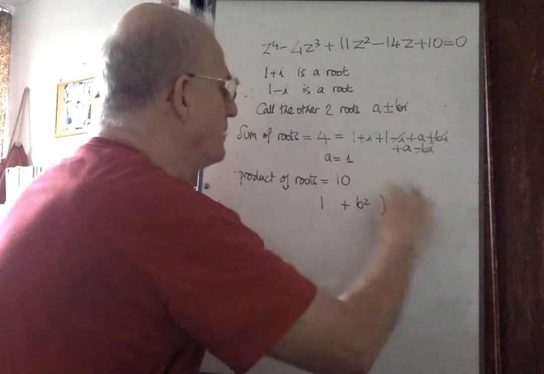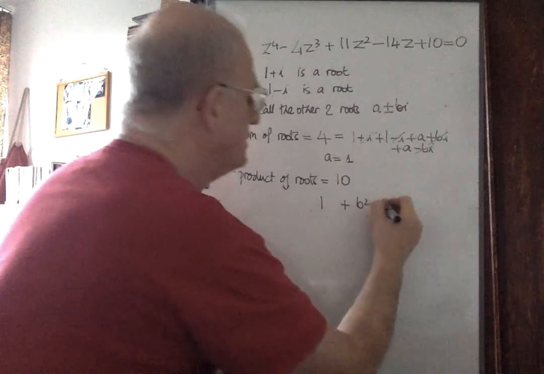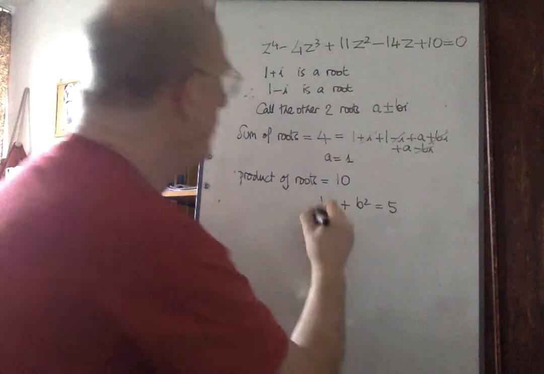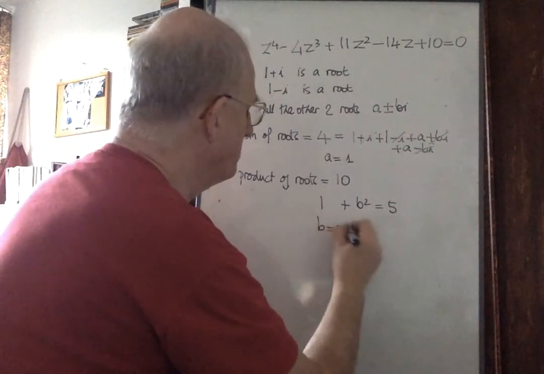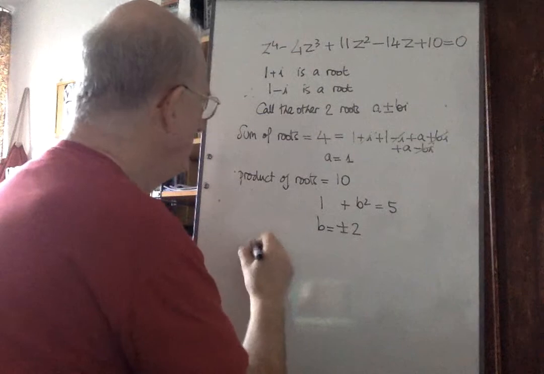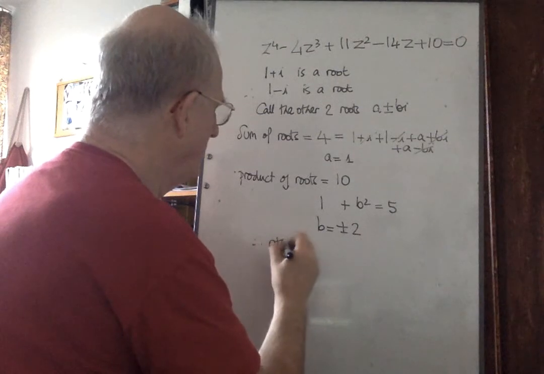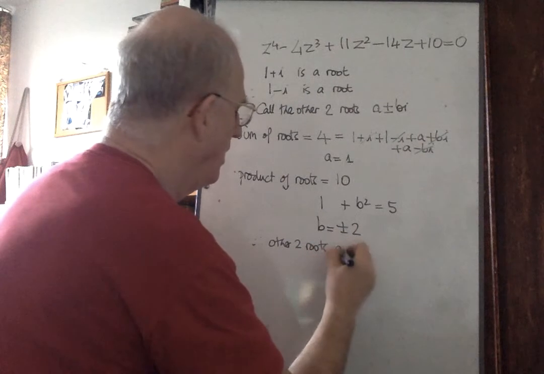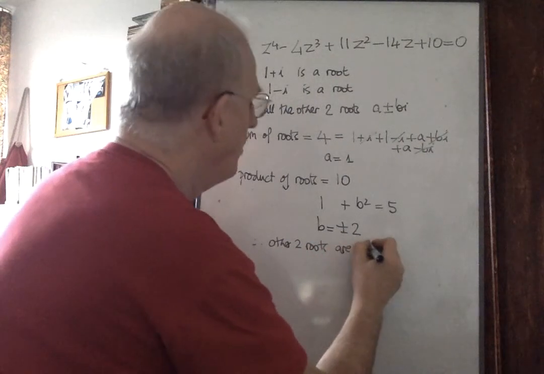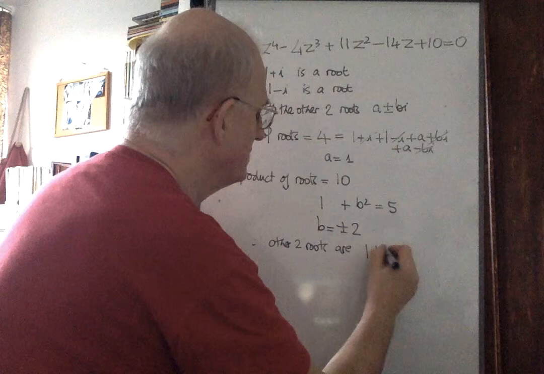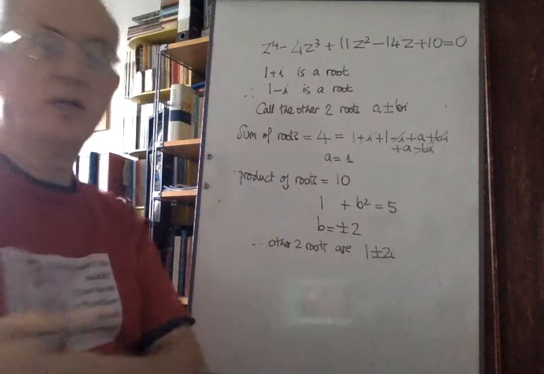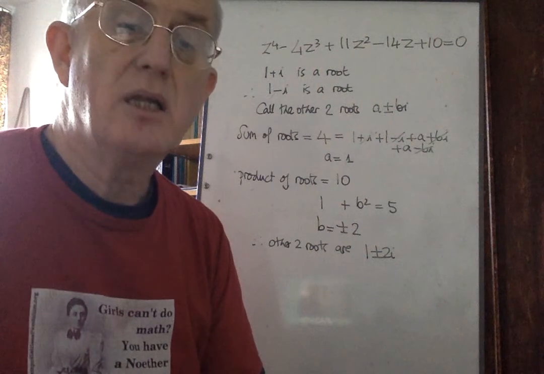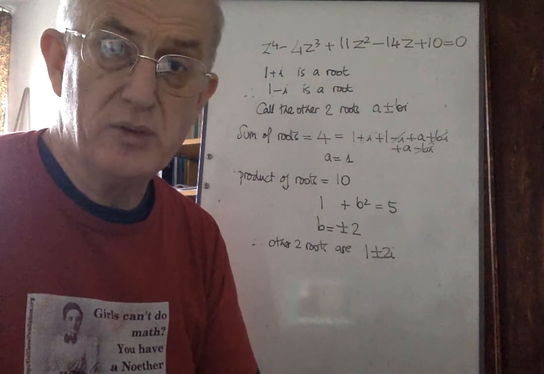So 1 plus b squared is equal to 5. So b squared is equal to 4. So b is equal to plus or minus 2. So the other two roots are 1 plus or minus 2i. And that completes the solution of all the roots of that quartic.